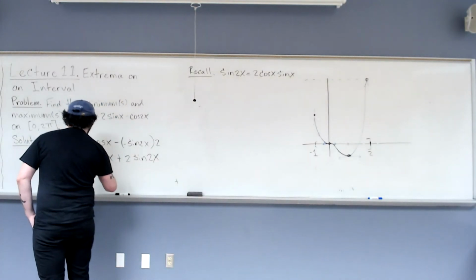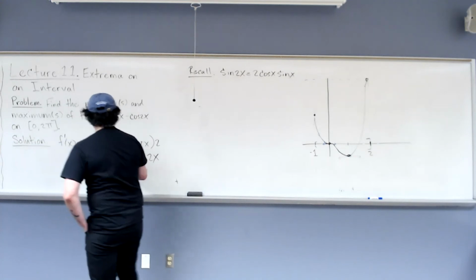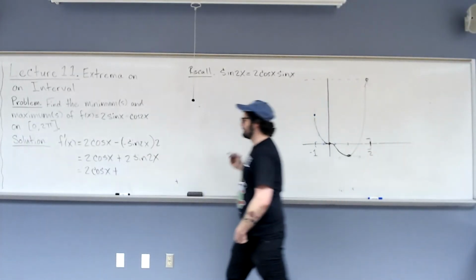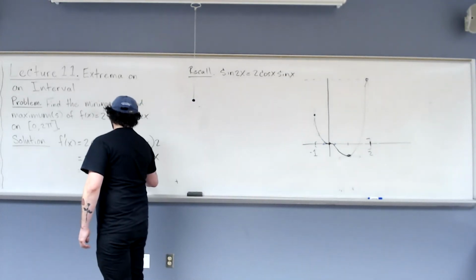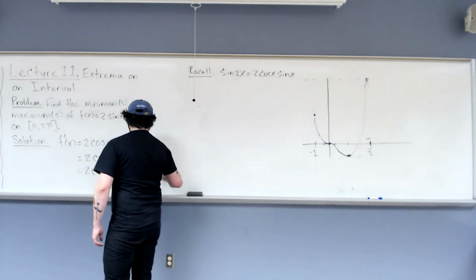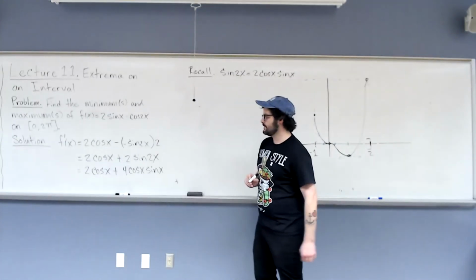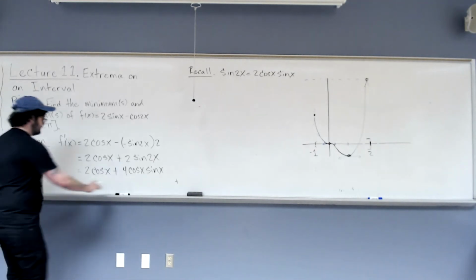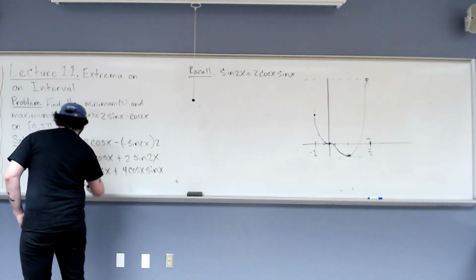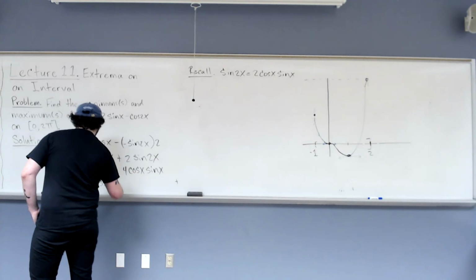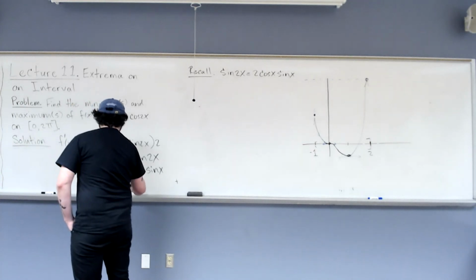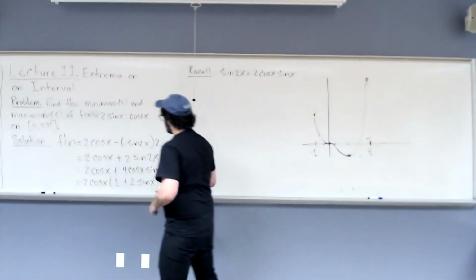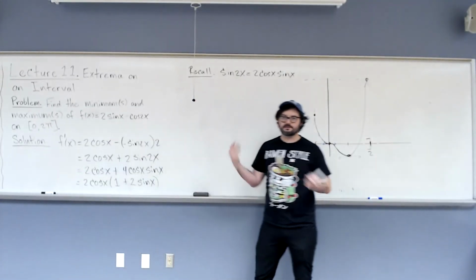So if we're using this identity, I get that the derivative is equal to 2 cosine of x plus 2 times 2 cosine x sine x. Right, so it'd be 4 cosine x sine x. Okay, so now I can factor out a 2 cosine x. So 2 cosine x times 1 plus 2 sine of x. Okay. That's the derivative in its factored form using this identity.